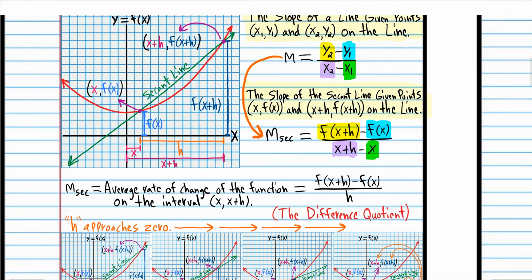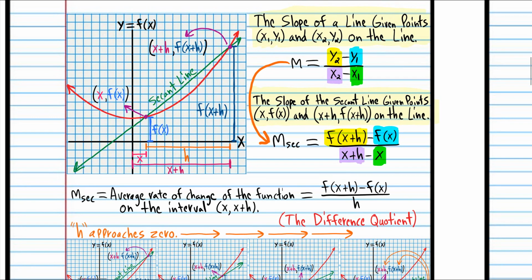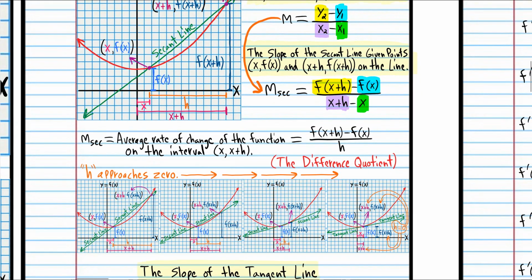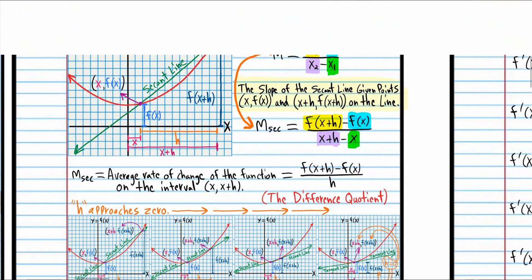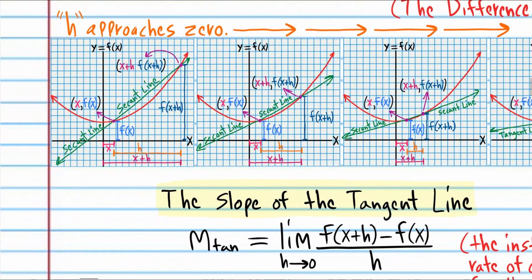And again, the slope of the secant line is defined to be the average rate of change of the function on some interval, and this is interval notation down here in green, x comma x plus h. You don't really need to pay attention to that. That just means we're talking about this yellow interval here between the 2 points. Okay, so that is the average rate of change of the function.